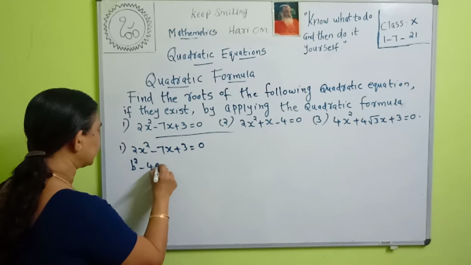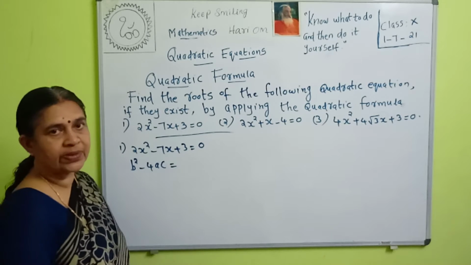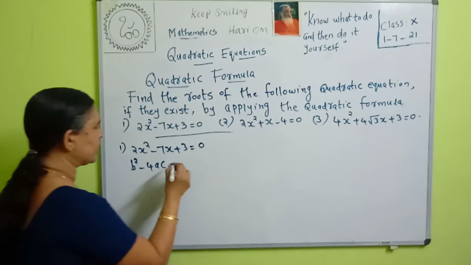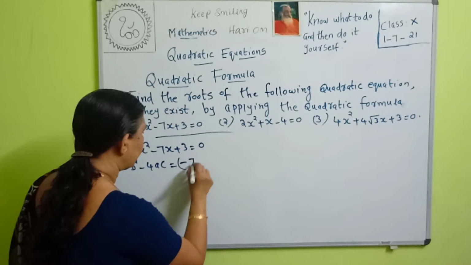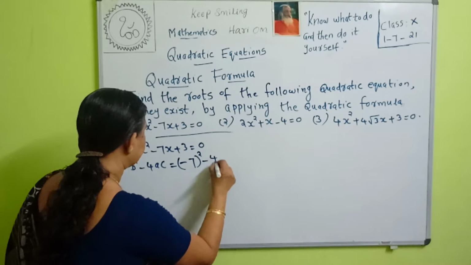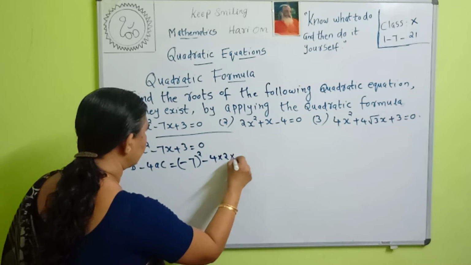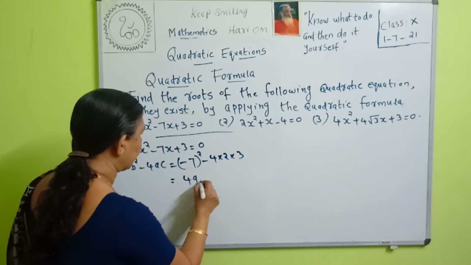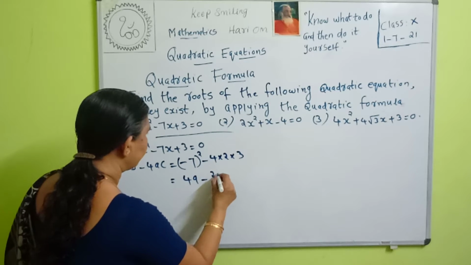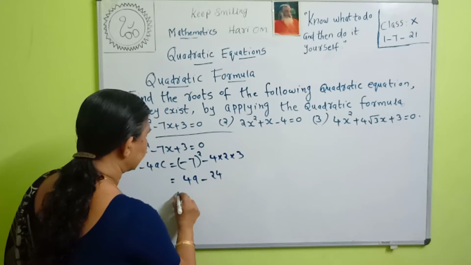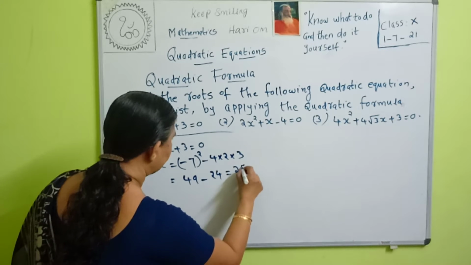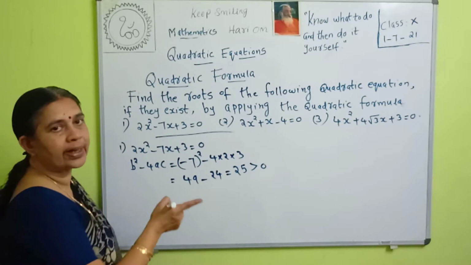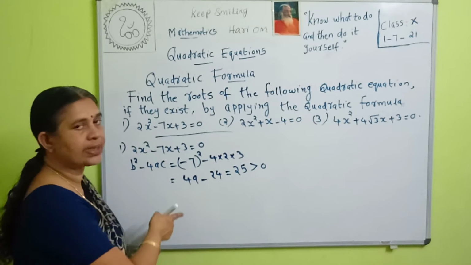What is b square minus 4ac here? B is the coefficient of x, that is minus 7, the whole square, minus 4 into 2 into 3. What is minus 7 the whole square? 49 minus 24, that is equal to 25. So it is greater than 0. Here b square minus 4ac is greater than 0, so the equation has real roots.